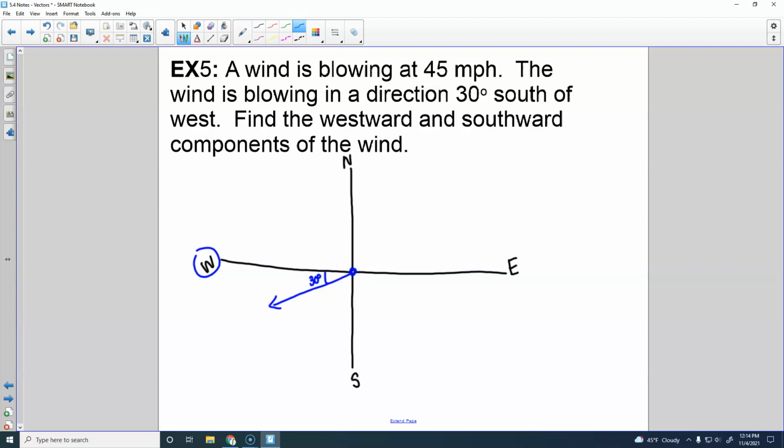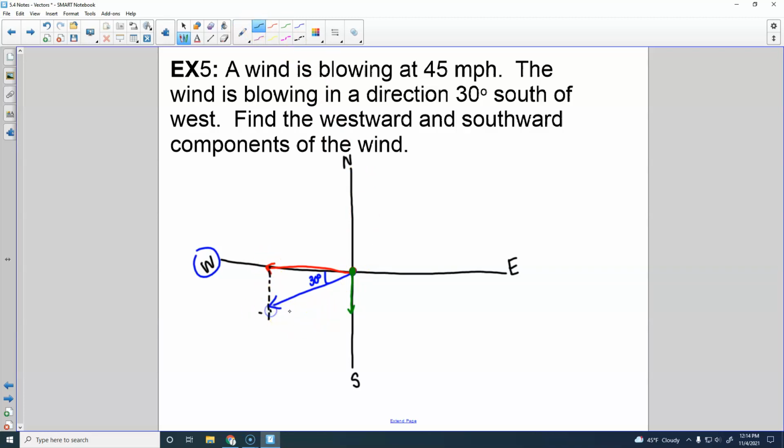On these types of problems, you're not going to ever really have an angle bigger than 90 degrees, and you're going to use the north, south, east, and west to figure out where it's going to be. What the question is asking us to find is the westward and the southward components. So I'm going to use red for this one. The westward component would be like this, and the southward component would look like this, and then it makes a parallelogram there.